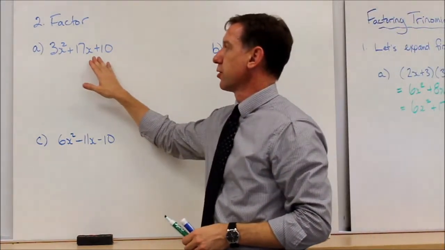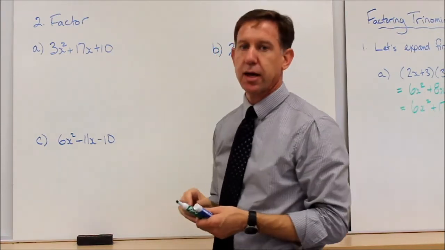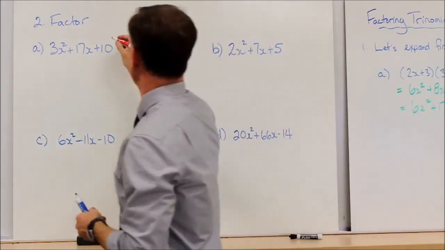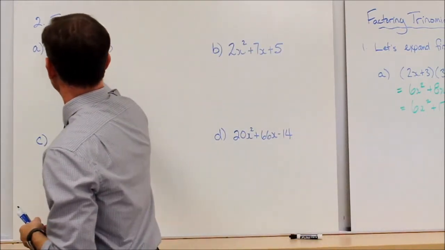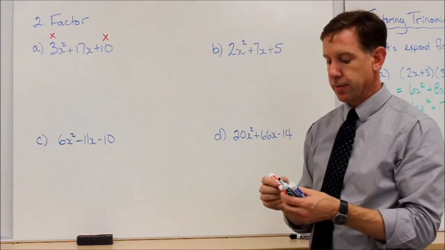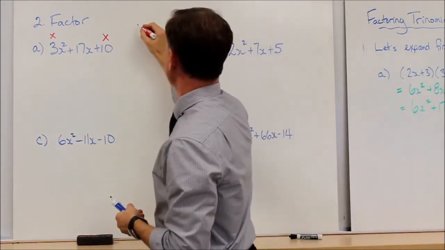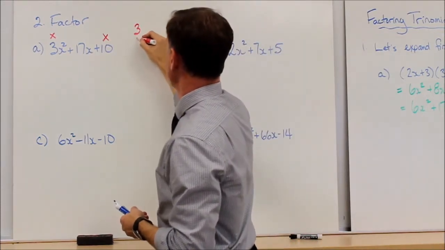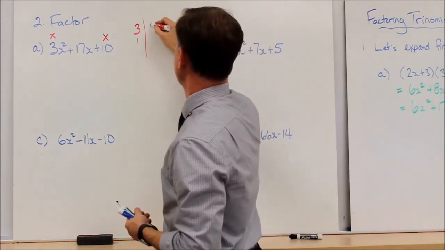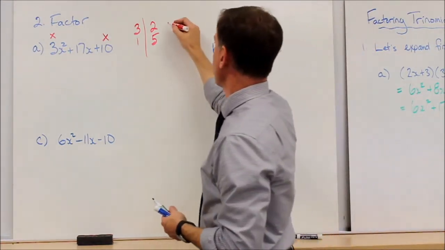So here's what the questions are going to look like. We've got 3x squared plus 17x plus 10, and we're going to make a chart thinking about numbers that multiply to 10, and we're also going to have to think about numbers that multiply to 3. So to keep those factors organized, I'm going to write a chart. The numbers that multiply to 3, 3 and 1. Numbers that multiply to 10, 2 and 5. And you can also write down 1 and 10 if you would like.